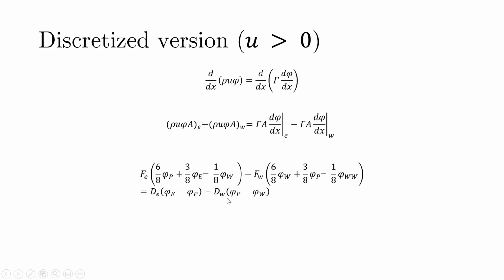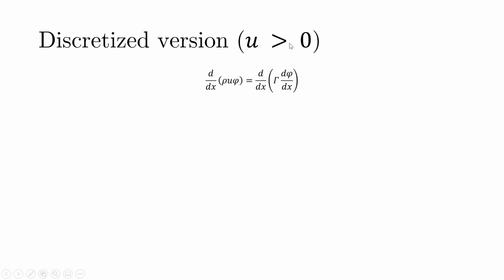So now if we look at this equation, it is easy to see that we have a lot of phi P in the system which we are after. So we can rearrange this equation in this form, that is AP phi P equals AE phi E plus AW phi W, and we would have one extra term corresponding to this phi WW that I am calling AWW phi WW. So this is for the case when the u velocity is positive, and you can have a similar kind of equation when the u velocity would be negative.